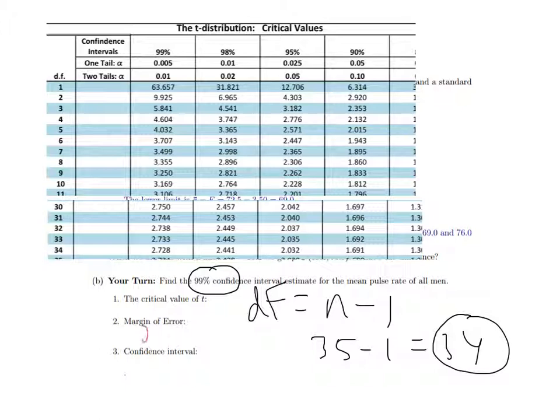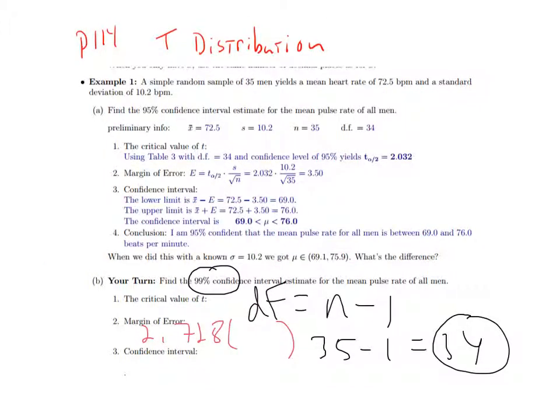So 2.728 times the standard deviation of 10.2 divided by the square root of 35. Okay, so that's how you get the margin of error for the t-distribution. I hope that helps you out.